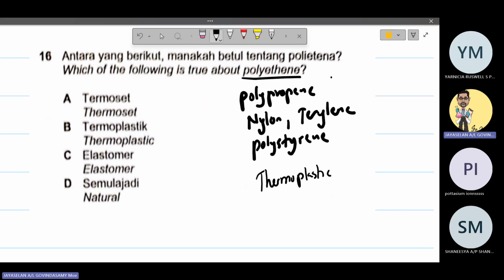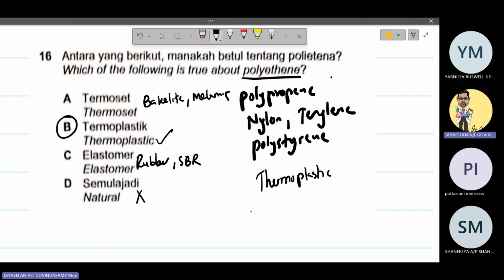Thermoplastic. Thermoplastic because thermosetting only two: bakelite and melamine. Elastomer is all kinds of rubber: natural rubber, vulcanized rubber, SBR rubber, all that. So your answer should be thermoplastic.